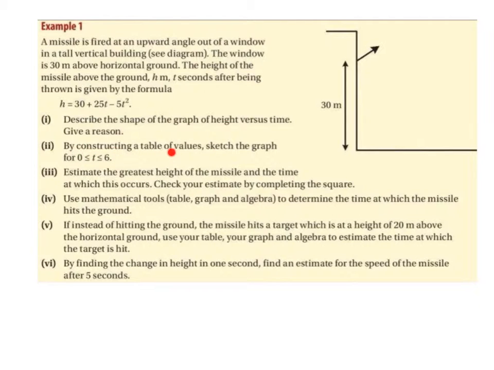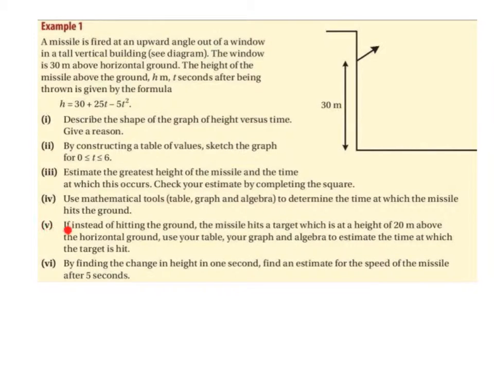Part 2. By constructing a table of values, sketch the graph for t greater than or equal to 0 and less than or equal to 6. Part 3. Estimate the greatest height of the missile and the time at which this occurs. Check your estimate by completing the square. Part 4. Use mathematical tools, table, graph and algebra to determine the time at which the missile hits the ground.